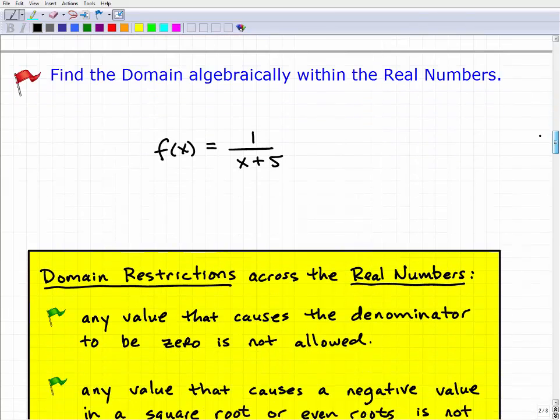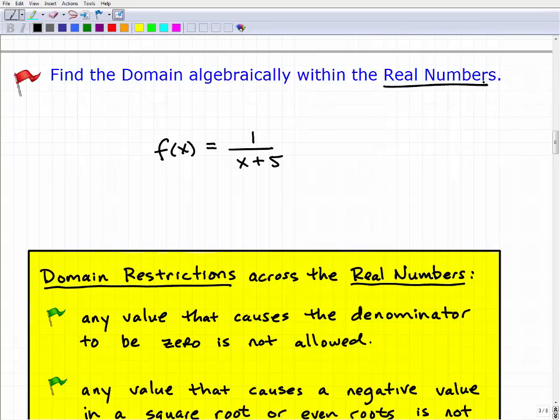And now let's talk about finding the domain of a function algebraically within a set of real numbers. Now, it is important that I emphasize real numbers, because there are other numbers in mathematics, namely complex numbers that you're probably already familiar with. So right now we're only talking about real numbers.